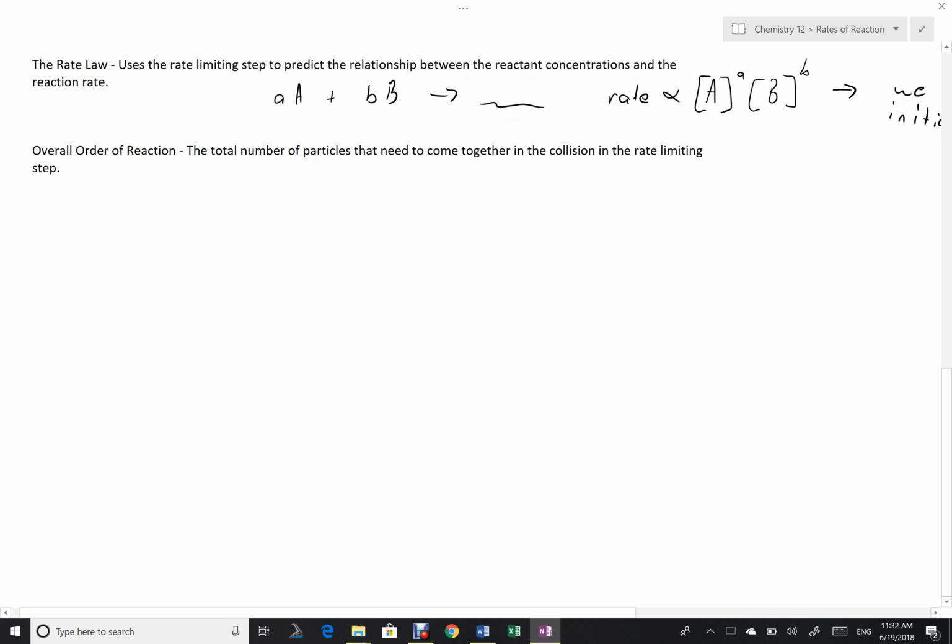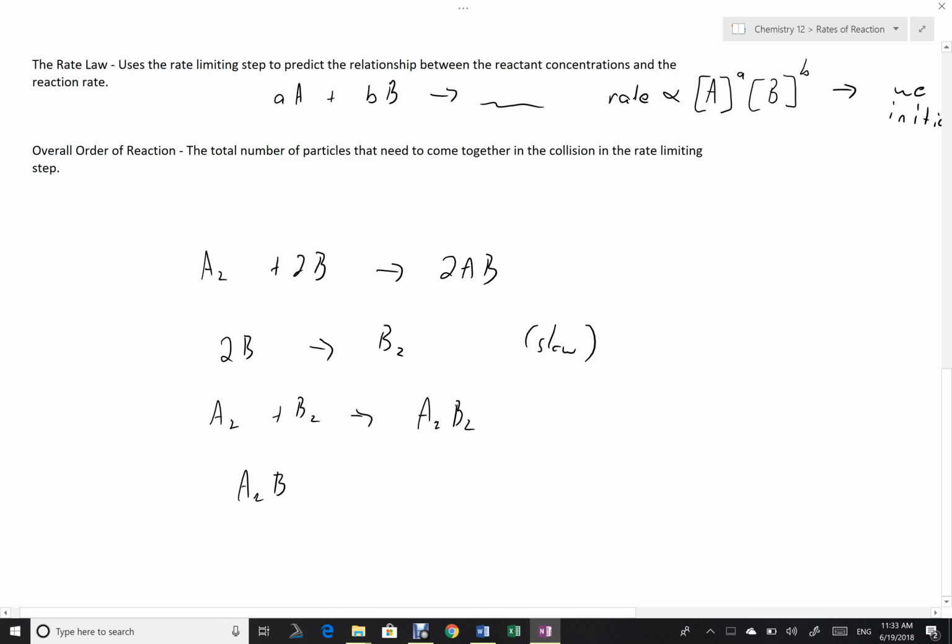Just looking at another example, let's say I had A2 plus 2B is going to form 2AB. And I learned that this happens by 2B's becoming B2 in a slow step, and then A2 plus B2 becoming A2B2, and A2B2 splitting into 2AB. Since this is slow and these are fast, this one would be the rate limiting step.